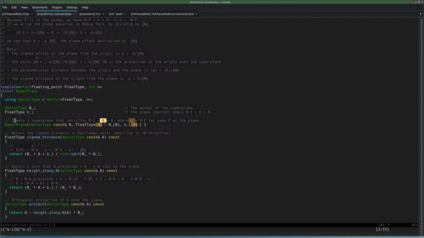Create a hyperplane that satisfies n dot x plus b equals 0, where b is minus n dot p for some p on the plane. And now we're going to just pass b, and then solve that.